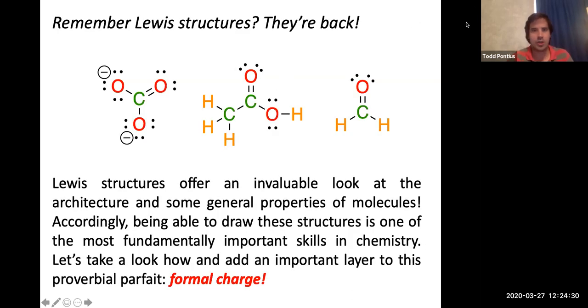Remember, Lewis structures, they're back. What we're going to be doing today is analyzing Lewis structures and assigning charges to them, something called formal charge. Here on these drawings, most of the atoms are neutral. The only exceptions are this oxygen here and this oxygen here, which both have a negative sign in front of them. What does that mean? Let's talk about it.